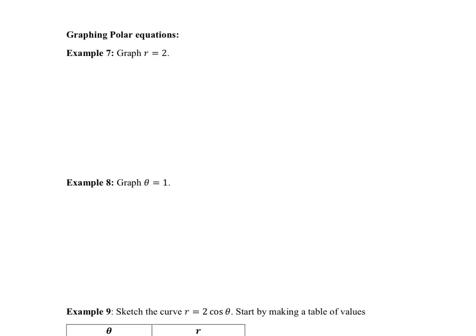Okay, so example number 7 is asking us to graph r equals 2. Pretty abstract, at least the first time you graph a polar. But if r equals 2, that means that no matter what, our extension will always be 2. So it doesn't matter what our rotation is, whether it's pi over 6, pi over 4, pi over 3, pi over 2, 2 pi over 3, 3 pi over 4, 5 pi over 6, or pi. What you can see is that you're forming a circle.